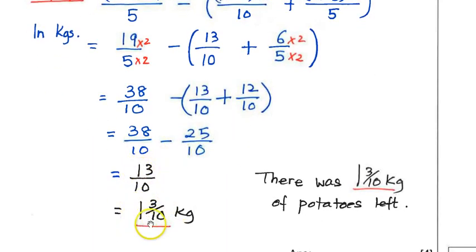Now the simplest form must be with a whole number. 1 whole 3/10 kilogram. That is the answer. 13 over 10 is 1 whole 3 over 10 kilogram. That is the simplest form you can get.